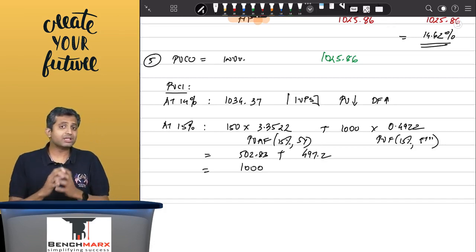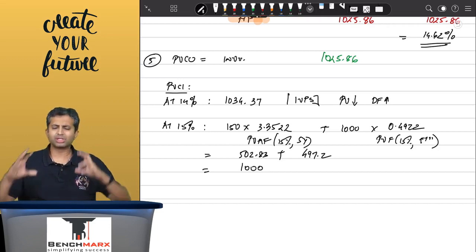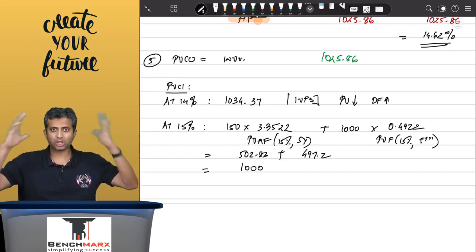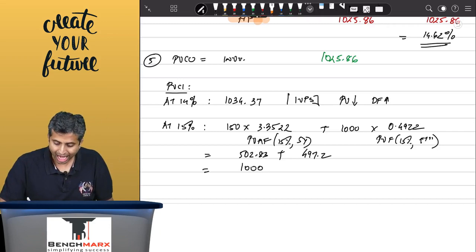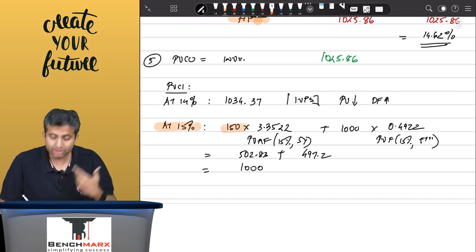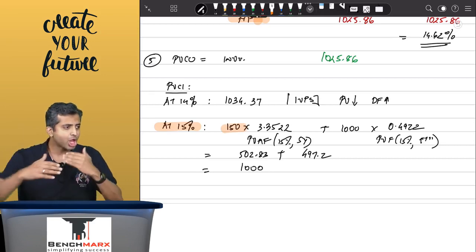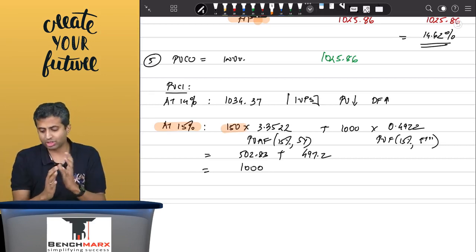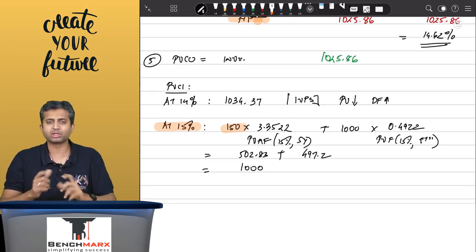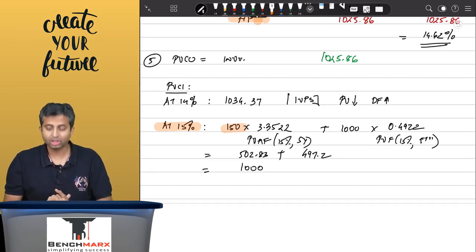Sir, even if we did not do this 1000 calculation, even if you thought it through, this should have been 1000. Why? Because at 15%, your coupon rate is also 15, your discount rate is also 15. Remember, at the beginning of the class, we had discussed, whenever the coupon rate and the discount rate are fairly close to each other, your market price can be considered to be equal to the face value.